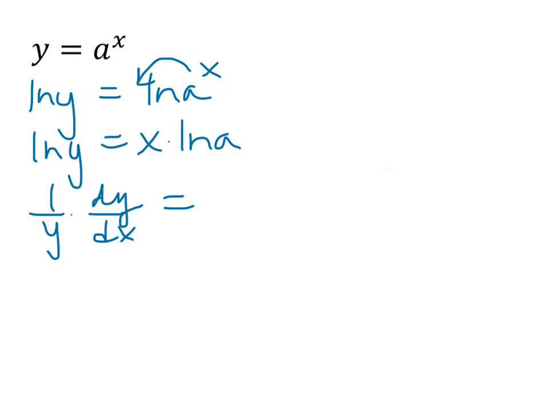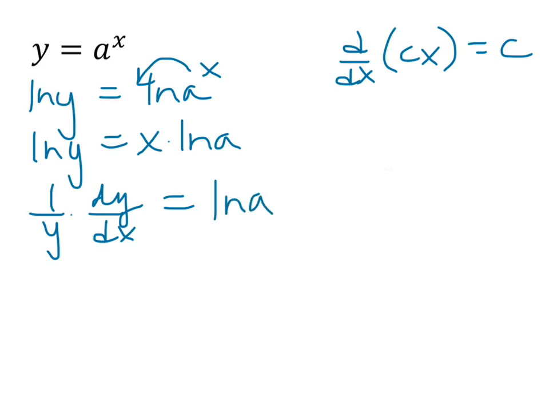Let me recap something real quick here. If you take the derivative with respect to x of some constant multiplied by x, it's just equal to that constant. So now we have some constant, natural log of a, multiplied by x. The derivative of natural log of a multiplied by x is just natural log of a, whatever that constant was. And let's isolate dy/dx. We can multiply y to the right-hand side. y multiplied by natural log of a.